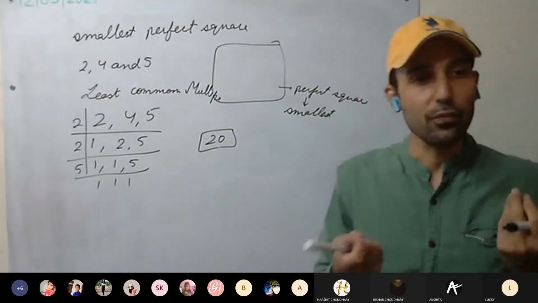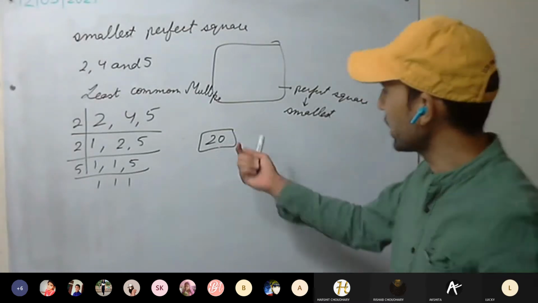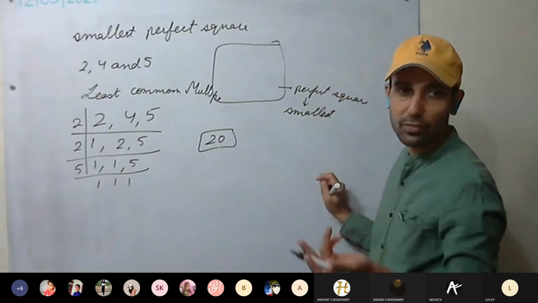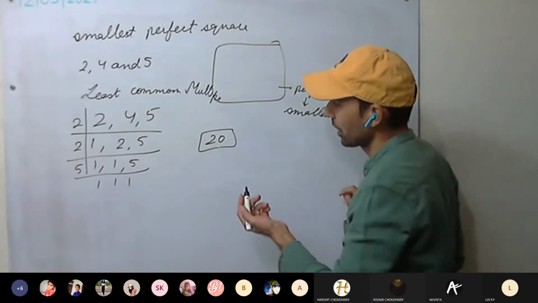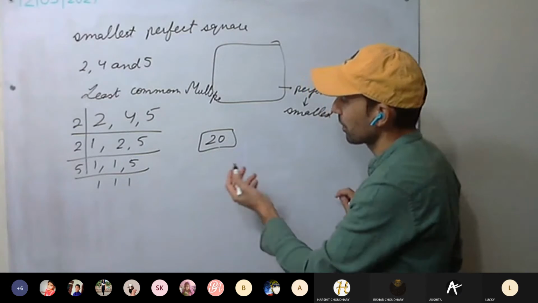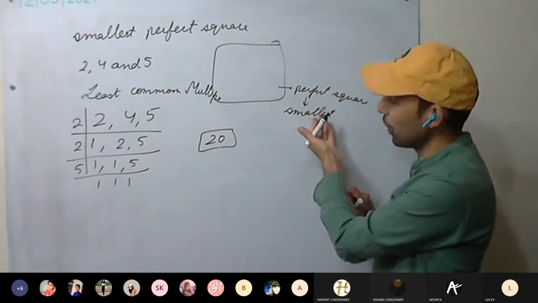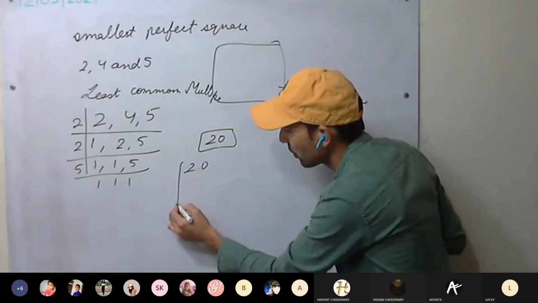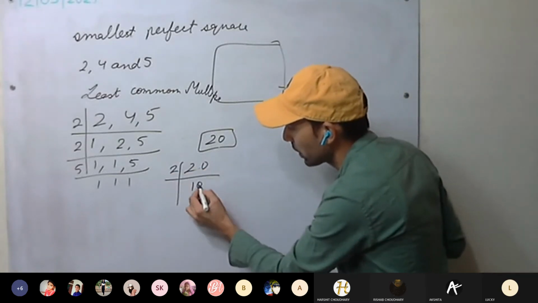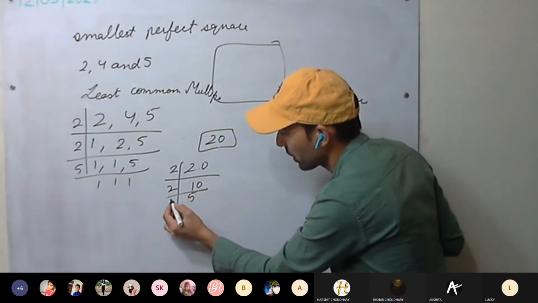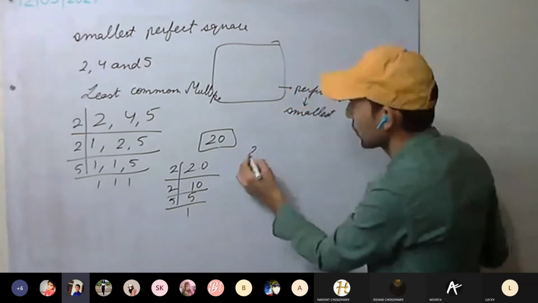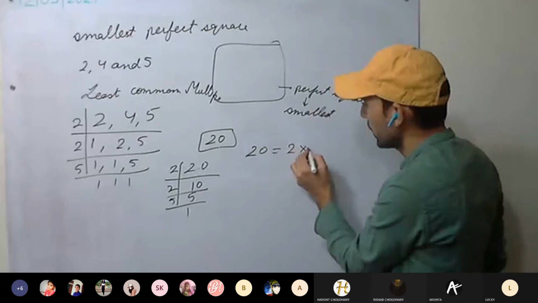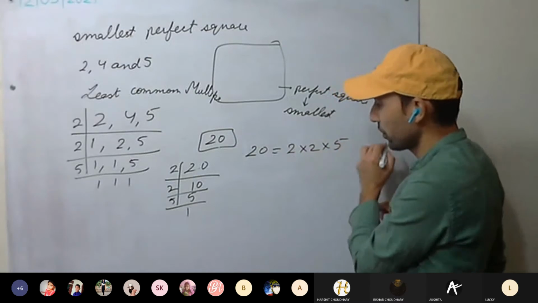And it has to be a perfect square also, so check whether it's a perfect square or not. How? Prime factorization method. Yes, because we have to find the smallest perfect square, so we have to multiply it by something. So factorize 20: 2, 10, 2, 5, 5, 1. So 20 can be written as 2 into 2 into 5.